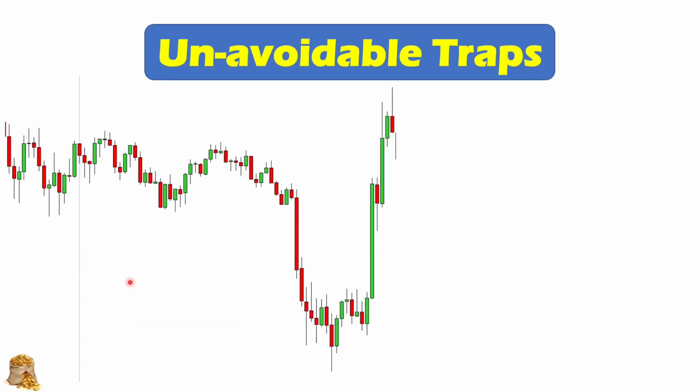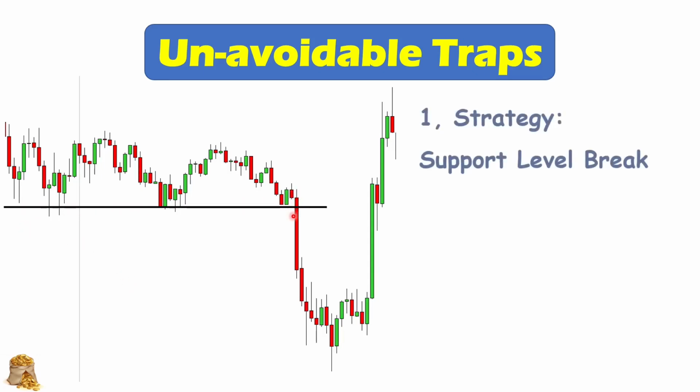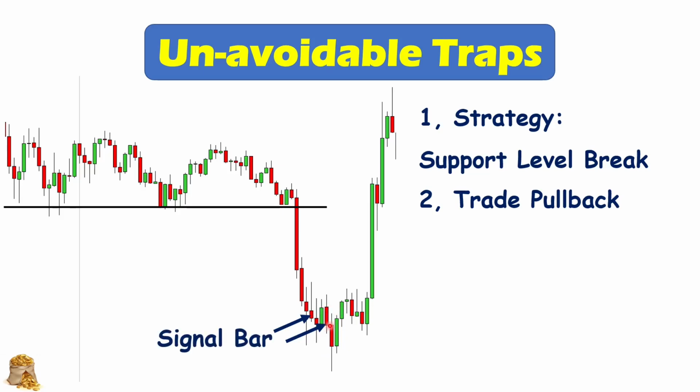Here's another example. We have a support level here, and then the market breaks the support level. Similar to the trendline break, we wait for the pullback and then trade when we see the signal bars. So here comes the first bear bar, which can serve as the signal bar because the tail at the top is very big, which means resistance. Or we can trade another bear bar here. Both are very good signal bars.